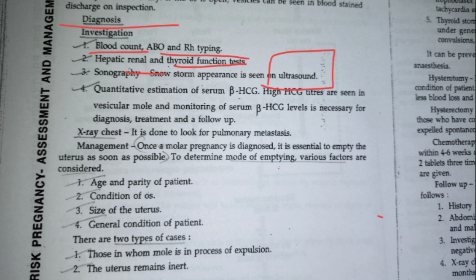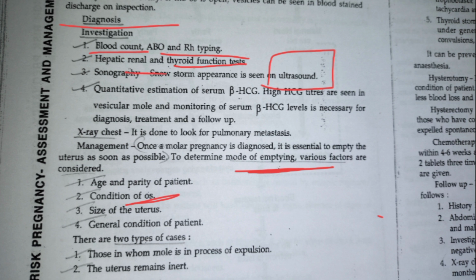One thing to remember: the first management done, soon after detection, is removal, that is, emptying the uterus. Emptying the uterus requires some criteria: the age of the patient, the condition of the mole, how big the mole is, and whether the patient is ready for this operation. We will see every criterion and then perform the procedure.